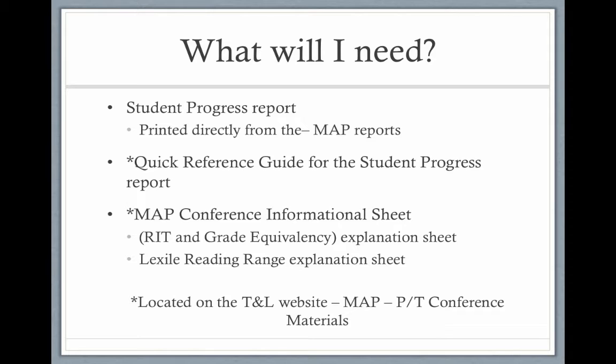This will be printed directly from the MAP reports section on the online NWEA website. You'll need a quick reference guide that will help explain this individual student progress report. You will need the MAP conference informational sheet created from the Teaching and Learning Department that will help you as an educator explain the RIT score and what grade equivalency means, as well as what the Lexile reading range on the MAP report means as well.